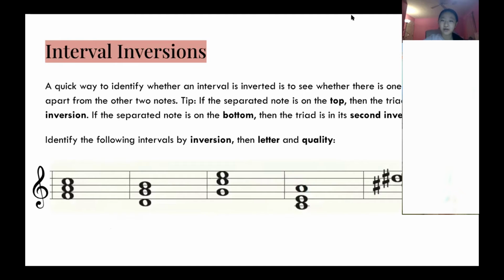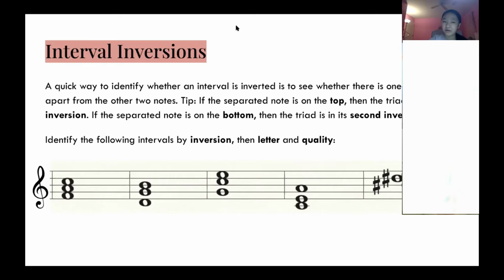Okay, good. So now we're going to try to identify triads by inversion, quality, and letter name. A quick way to identify whether a triad is inverted is to see whether there's one note that's apart from the other 2 notes. If we look at this one, it doesn't look inverted because all 3 notes are next to each other, in 1, 3, 5. But if we look at this one, for example, one of the notes is not with the other 2, so we know it has to be inverted. Another tip to identify which inversion it is: if the separated note is on the top, then the triad is in its first inversion, and if it's on the bottom, then it's in its second inversion.